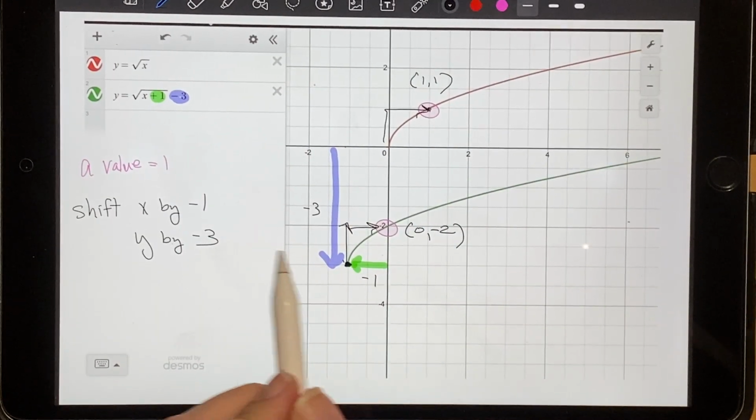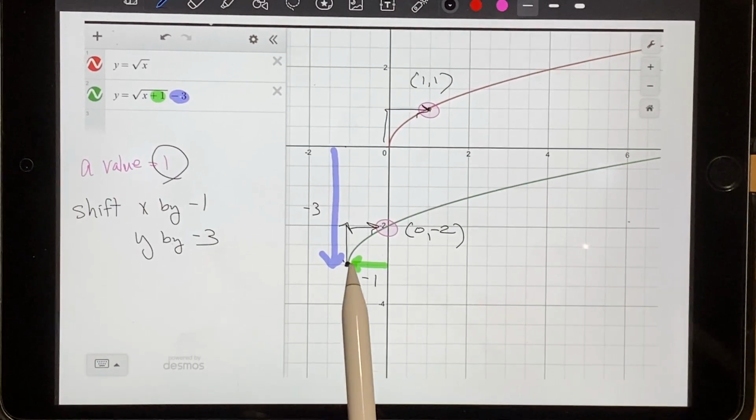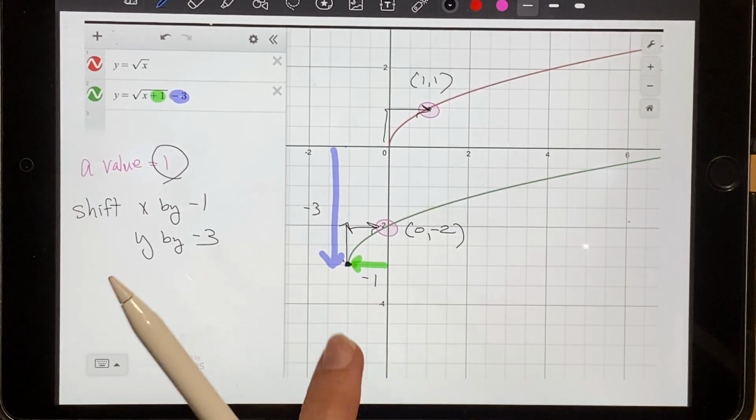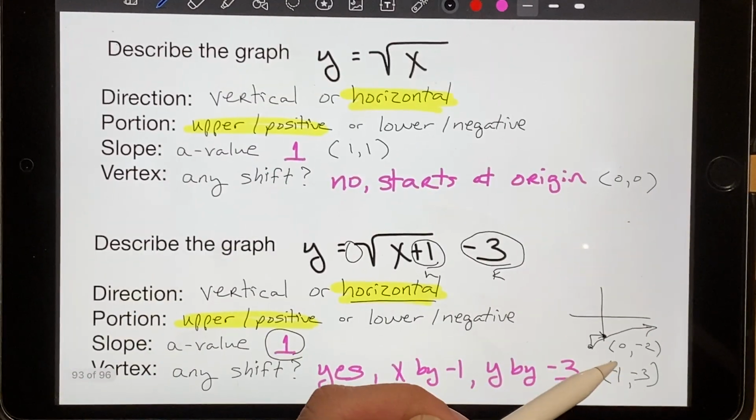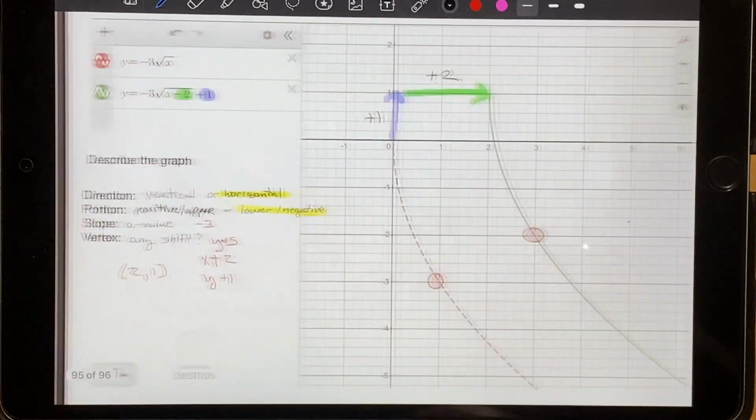So I've got my vertex. I know my A value is positive. It's going to be the top portion of it. And we were able to graph it. And our Desmos graph came out exactly like our little sketch graph. So we're good to go on there.